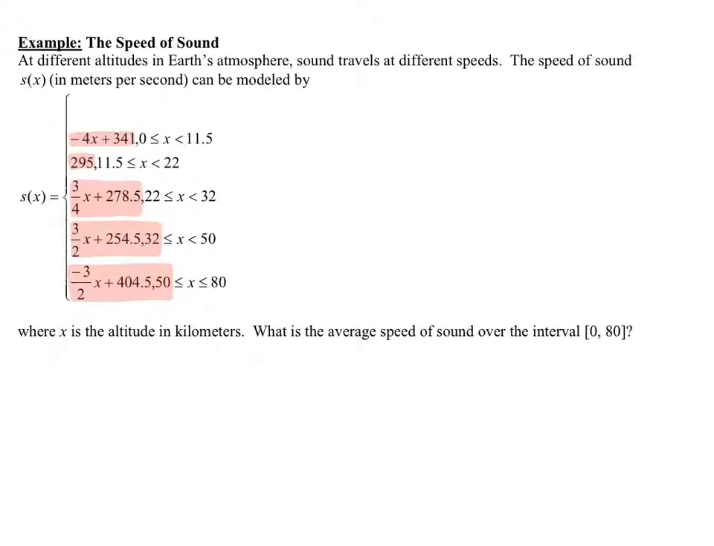The speed of sound, s of x, in meters per second, can be modeled by this piecewise function. The formatting was a little weird, so I highlighted the parts that were the actual function. Then you can see from 0 to 11.5, the speed of sound is -4x plus 341. X is the altitude in kilometers. So up to 11.5 kilometers off the ground. It's like Mount Everest.